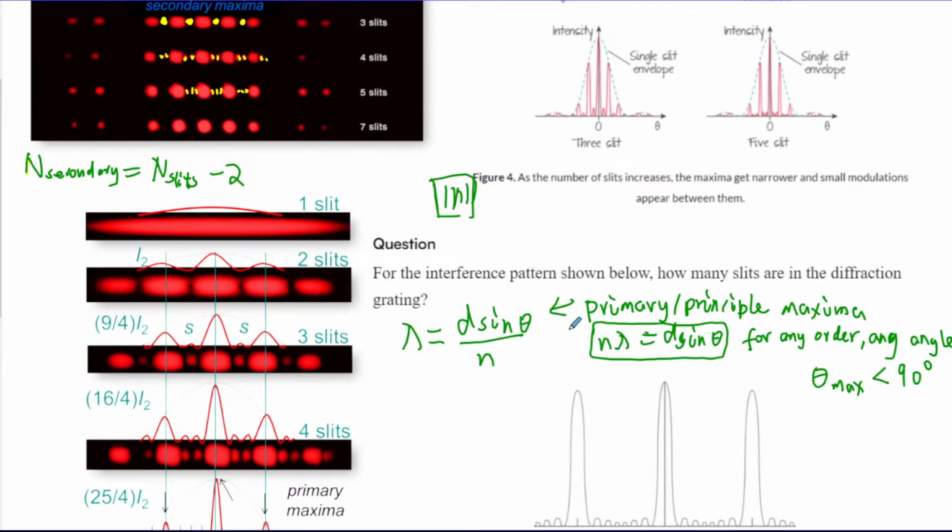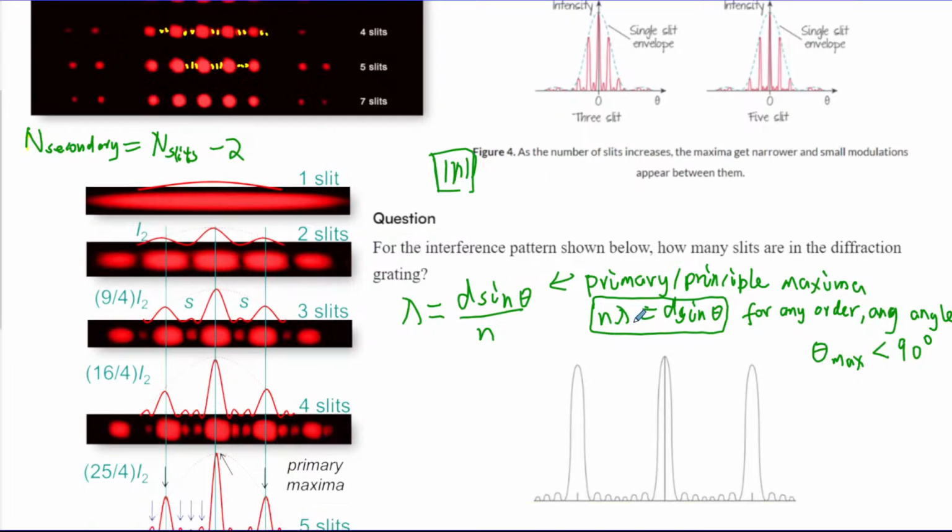And that's the formula we use for anything more than 2 slits. Anything more than 2 slits, like diffraction gratings. Okay, diffraction gratings.